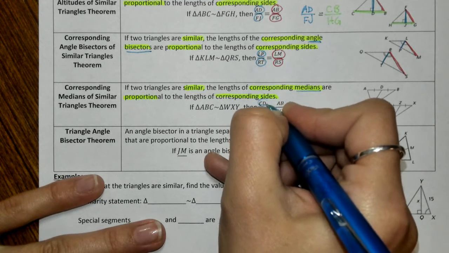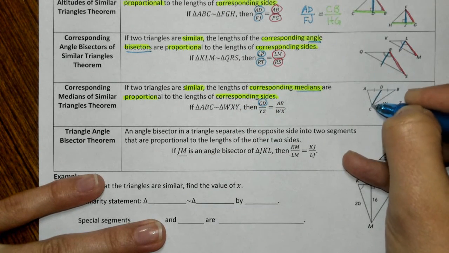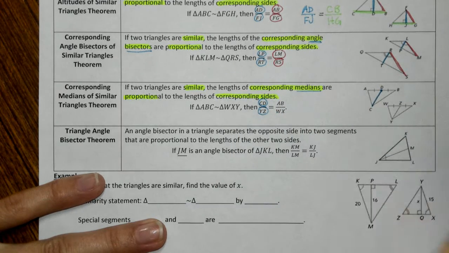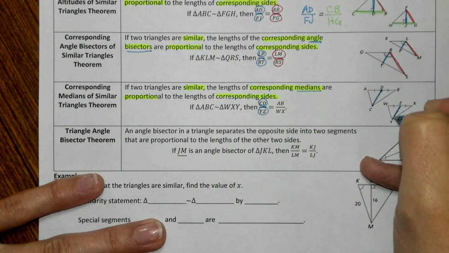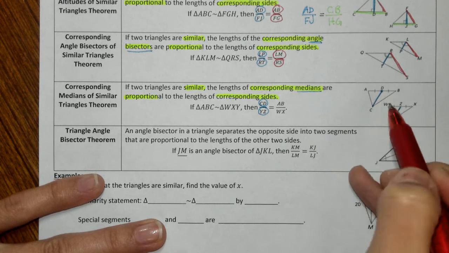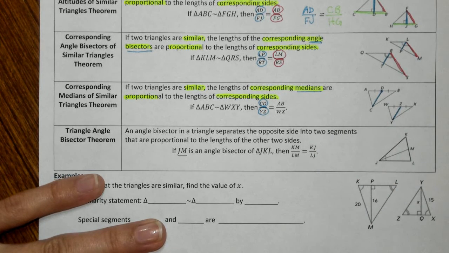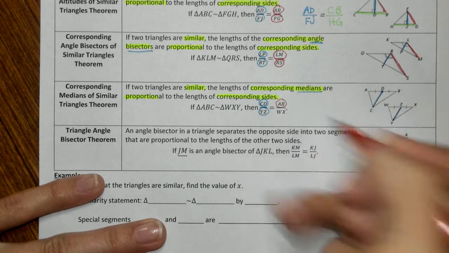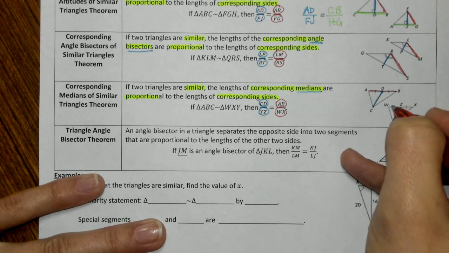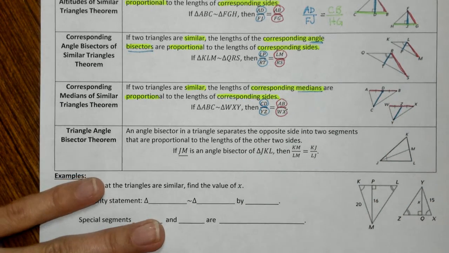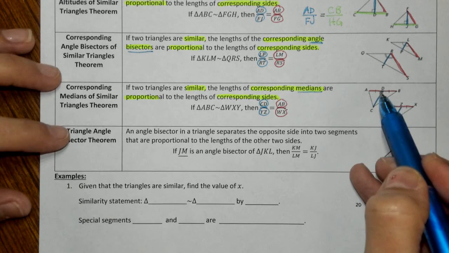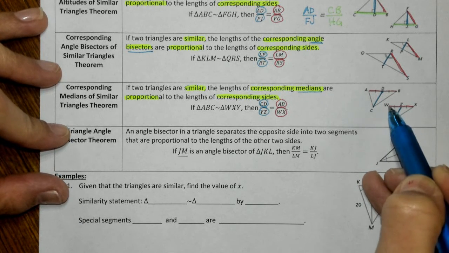We've got our CD, which is going to be our median. How do we know it's a median? Because we have a midpoint. It's going to be set up to a ratio of segment YZ, our other median. This will all be equal to, and it doesn't matter which of these three sides you choose, okay? This one, they had AB right here over WX right here.